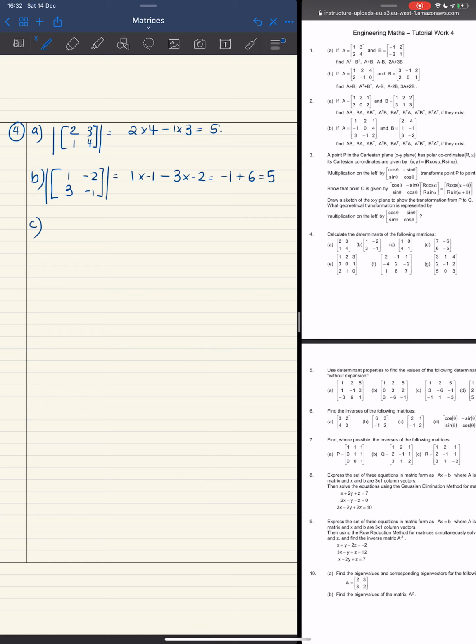C, got the determinant of 1, 4, 0, 1. So this is going to be 1 times 1 minus 4 times nothing, which is 1. D, determinant of 7, 6, minus 6, minus 5. So it's 7 times minus 5, minus 6 times minus 6. So that's minus 35 plus 36, so that's 1.